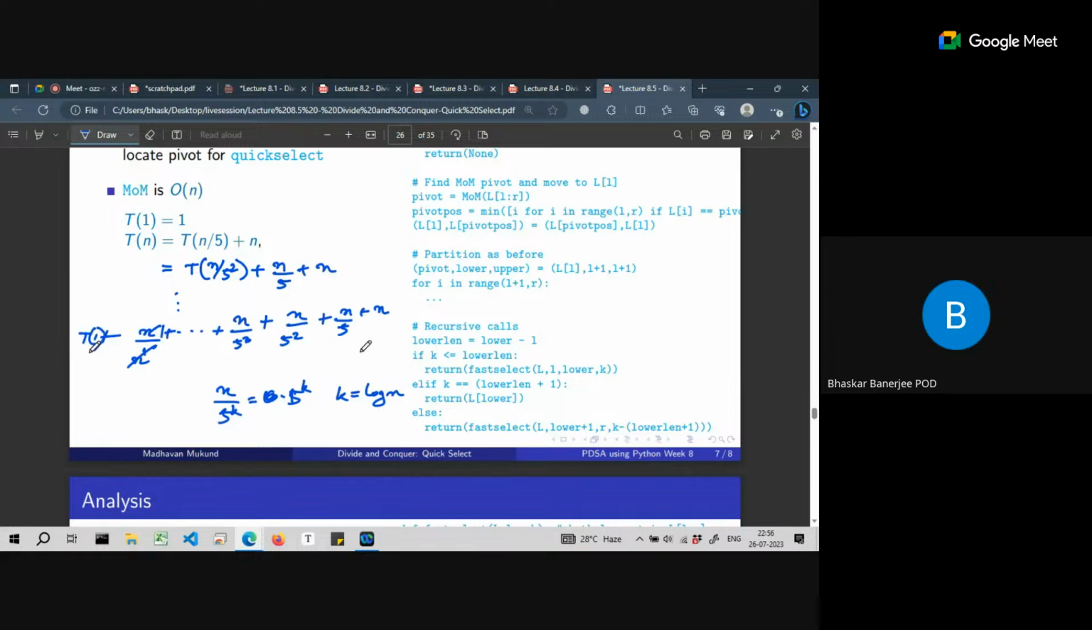I think I missed one term earlier. So it's a sum of a number of GP elements. The number of elements is, let's say, k, where k is log n, and our common ratio is 1 by 5, whole to the power number of elements. Here the number of elements is log n. And the initial term would be n by 5, since I am dividing n by 5. Okay, now solve it.